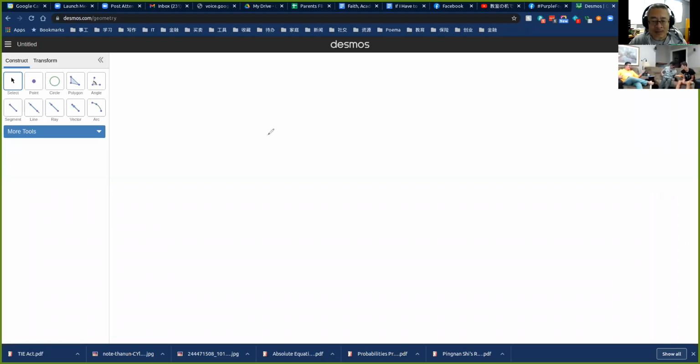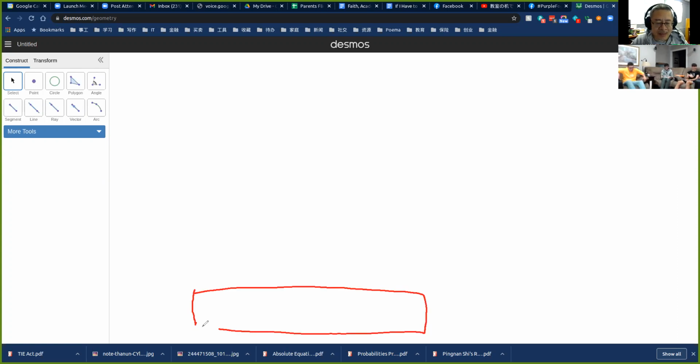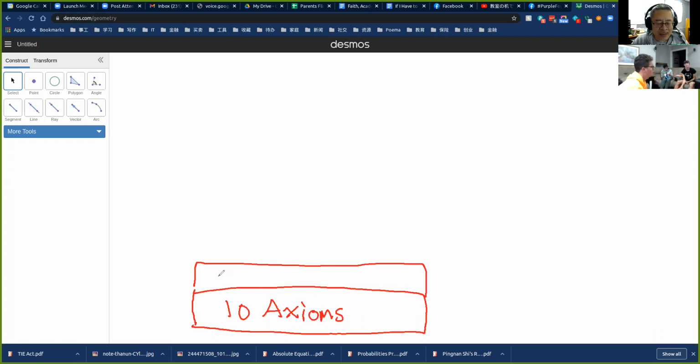Okay, so we talk about geometry, which uses deductive reasoning. We start with 10 axioms, and on that, we start based on the first floor. Now, the first floor is the triangle. Triangle congruency.